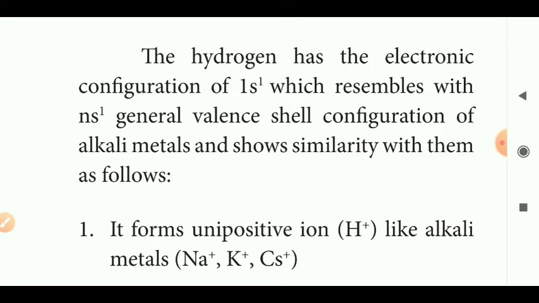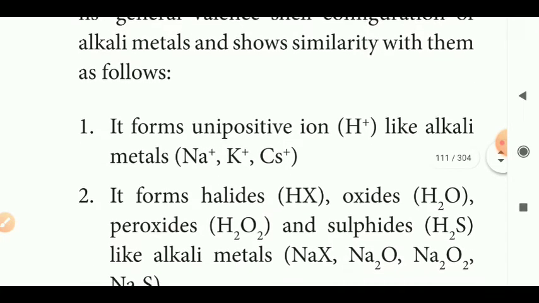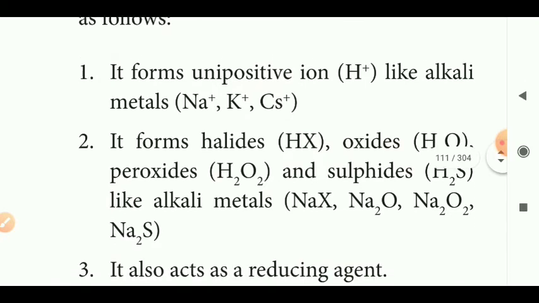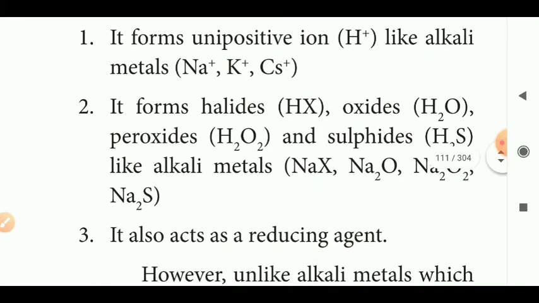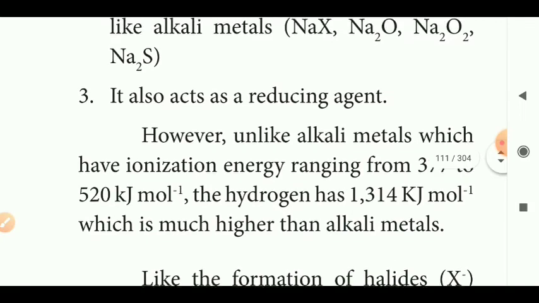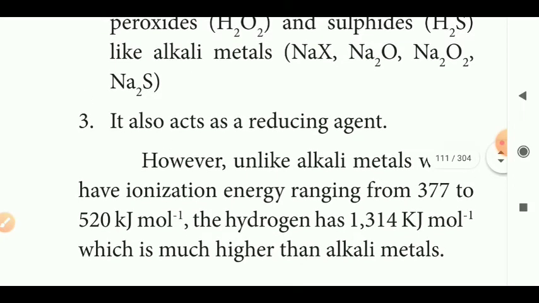Now we have discussed that hydrogen is similar to the alkali metals and also halogens. What are the similarities? Hydrogen has the electronic configuration 1s1, which resembles the ns1 general valence shell electrons of alkali metals. That shows similarity with them as follows. It forms uni-positive ions, it forms halides like the alkali metals, and it also acts as a reducing agent. So these are the similarities.